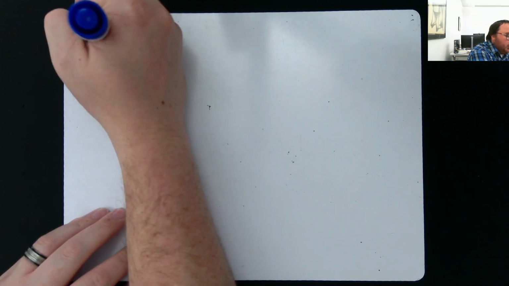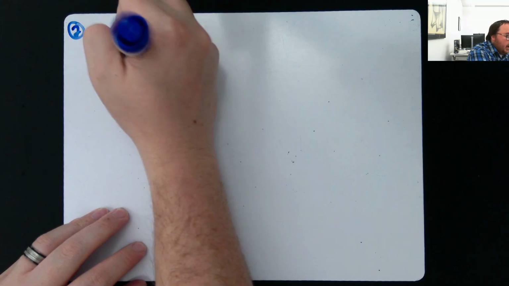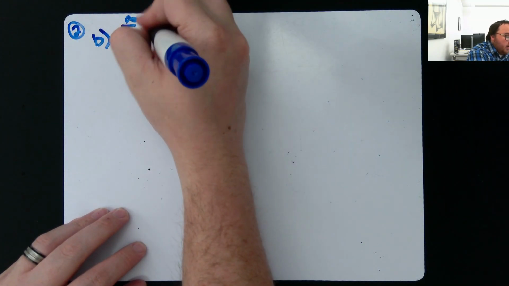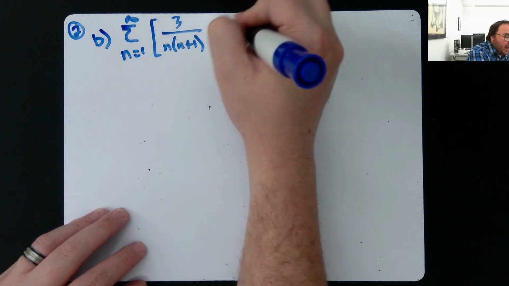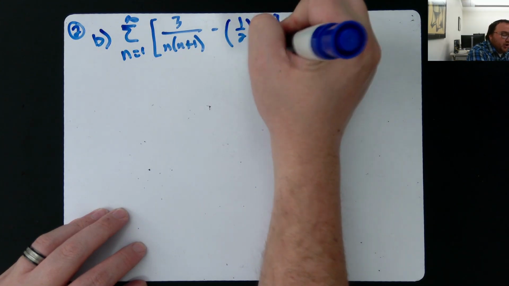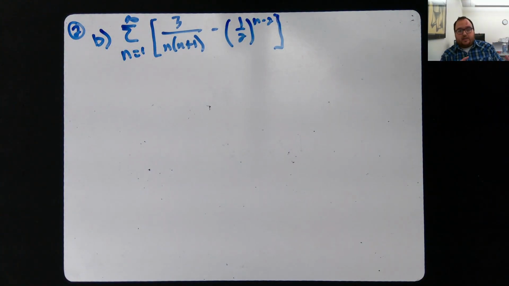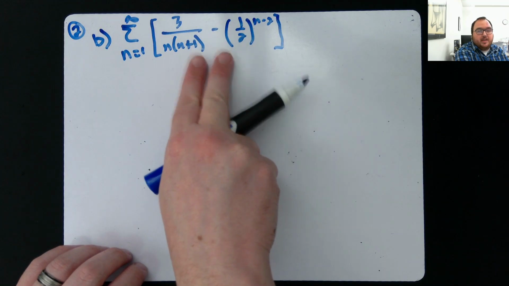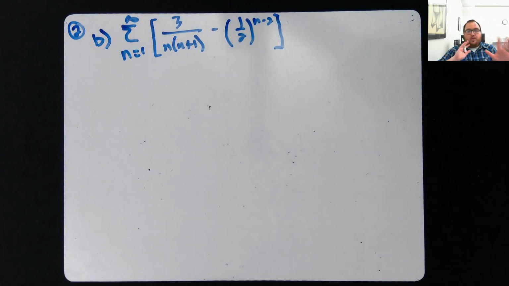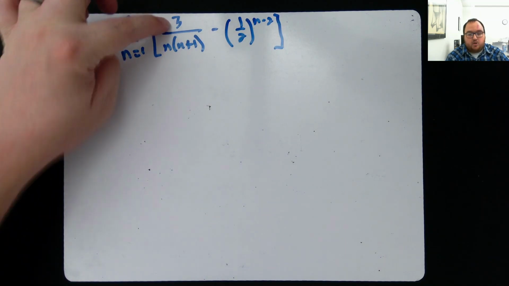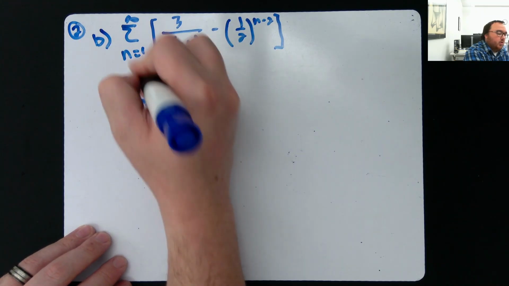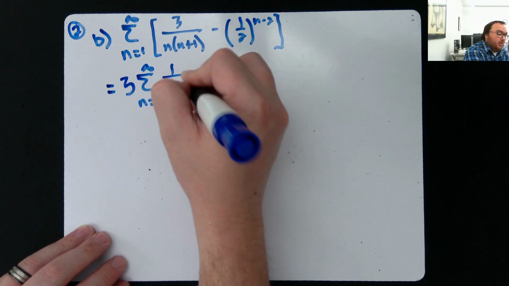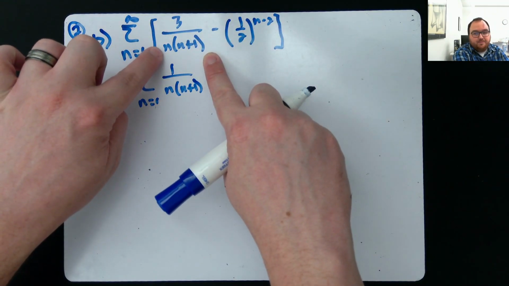Example 2b, we're going to do the same thing. The sum n equals 1 to infinity of 3 over n times n plus 1 minus 1/2 to the power of n minus 2. So what I can do is break this apart because of the laws I can use, right? First things first, I have two terms in here, so I can split them up and do two different things. And then I have a constant of 3 up here, so I can bring it out front. So I can write this as 3 times the sum from n equals 1 to infinity, 1 over n times n plus 1. That's this term. I took care of that one.